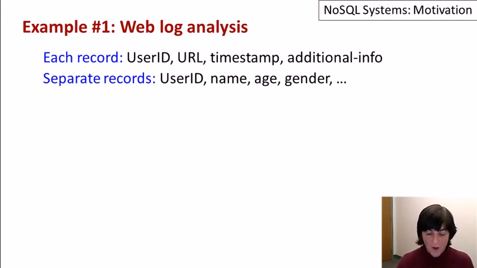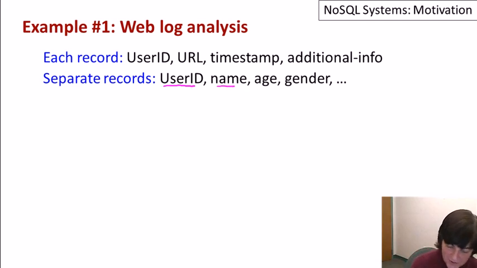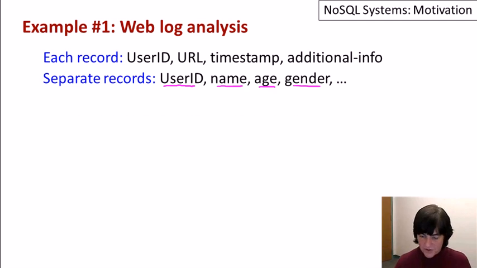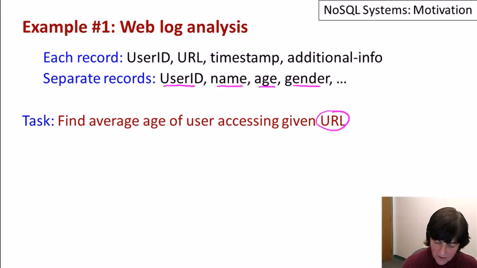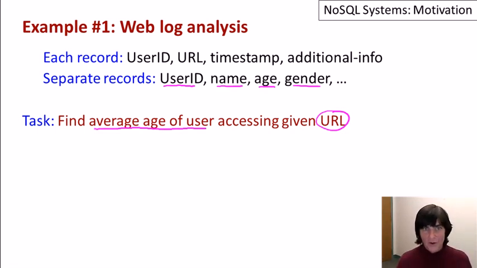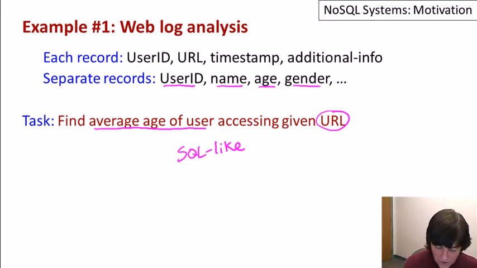Now let's make our data scenario slightly more complicated. In addition to the web log, let's suppose that we have separate records with information about users. So we have the user ID, maybe the name, age, gender, and some other attributes of the users. And now suppose our task is to take a given URL and determine the average age of the users who have accessed that URL. Okay, well, this is a very, I would argue, SQL-like query. So it's nice in this case to have a language somewhat like SQL.